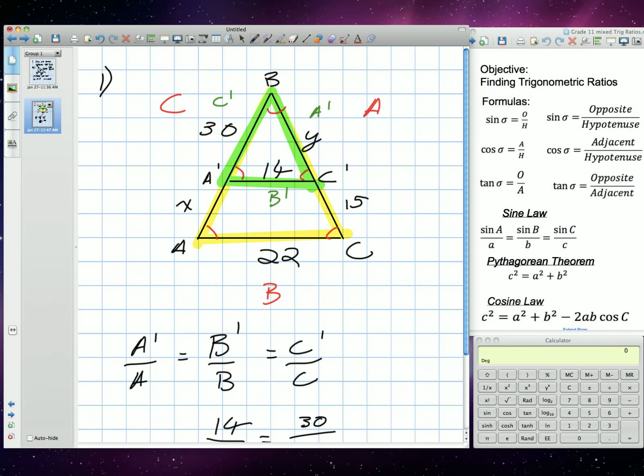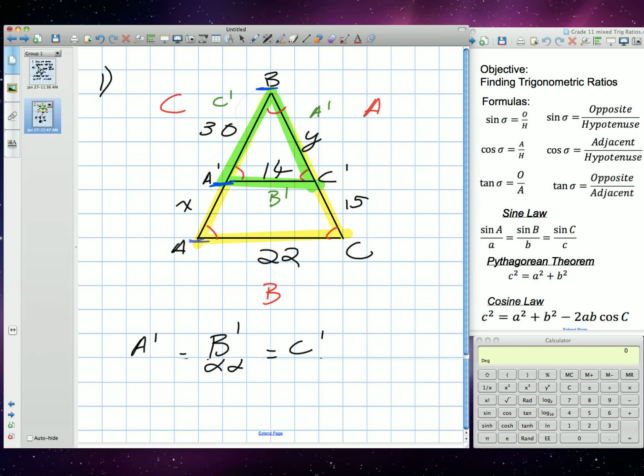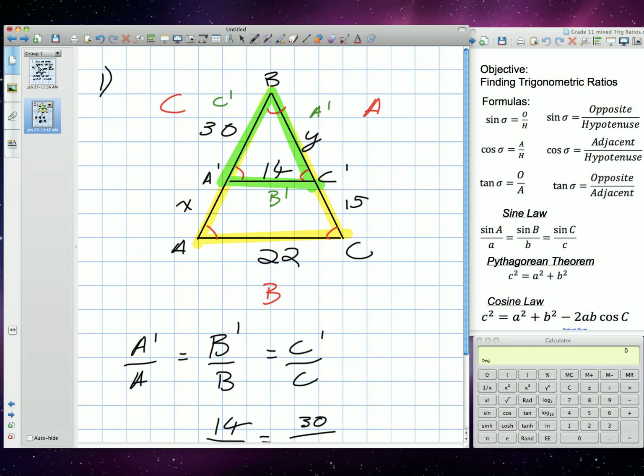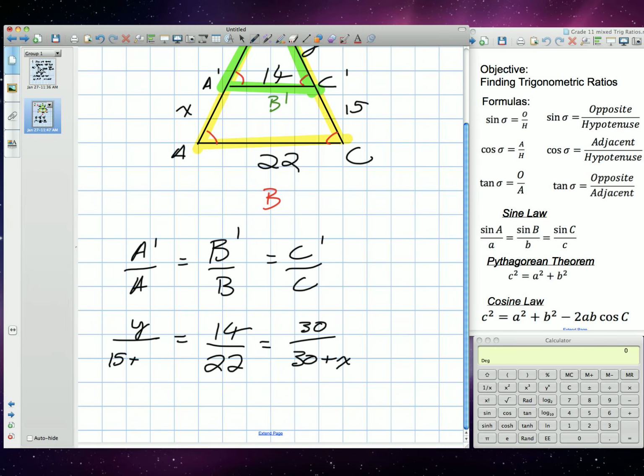Instead of a number, I can get an actual equation for this. What would the equation of this be? If x is from here to here, and 30 is from here to here, how long is side C? 30 plus x. Good. And finally, on the other side, do we know what side A1 is? No, we're just going to call it y. What about side A? What is it? 15 plus y. Good.